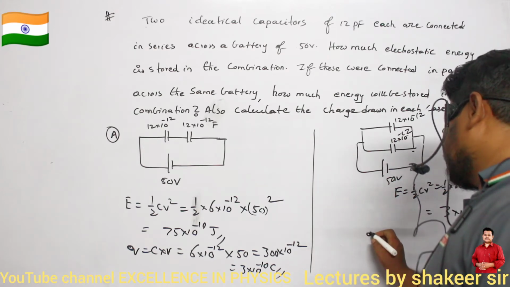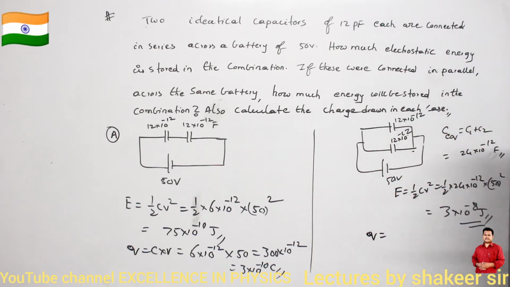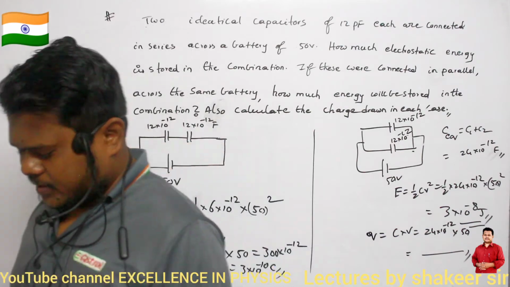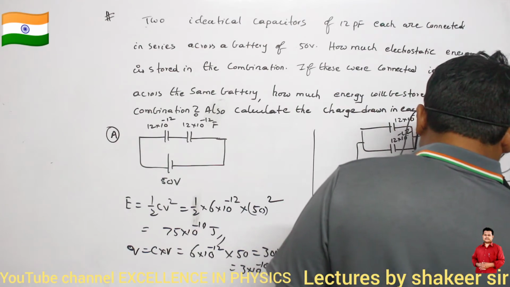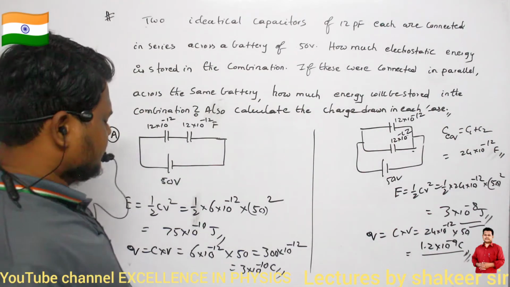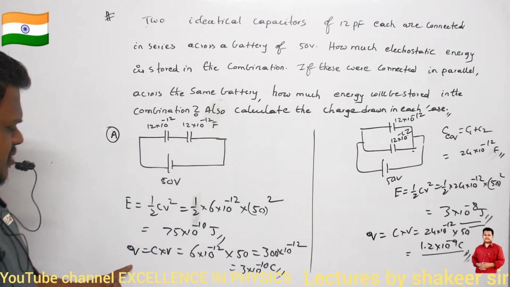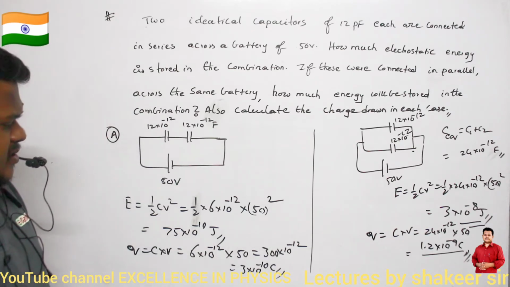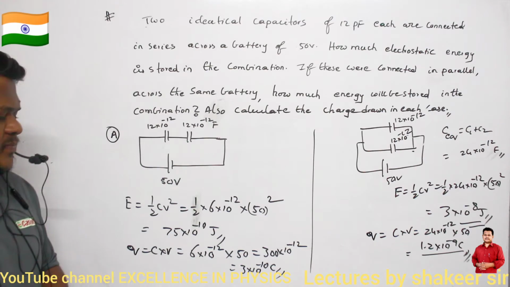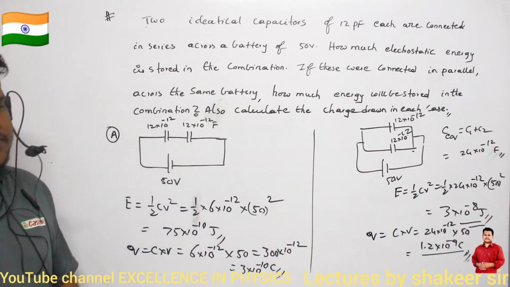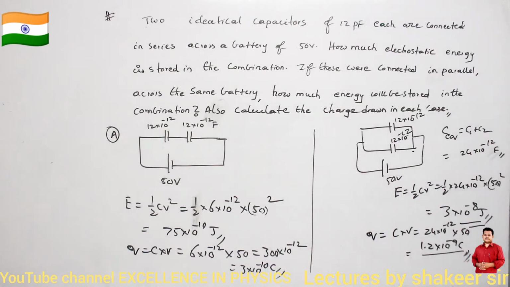Similarly, he is asking about the charge stored, the charge obtained from this battery. So again, Q is equal to C into V. Capacitance is 24 into 10 power minus 12 multiplied by potential difference 50. Calculate this; that is the total charge stored in the second condition. The answer is 1.2 into 10 power minus 9 coulombs. Now compare the charge stored in the first condition, which is only 3 into 10 power minus 10, with the second condition, where it is 1.2 into 10 power minus 9. So definitely this value is greater. That's it. Make a note of this.